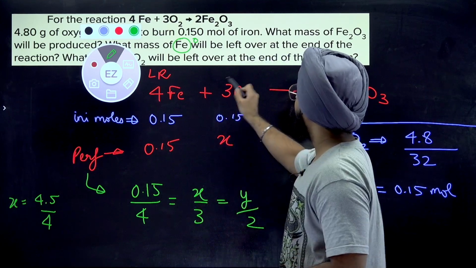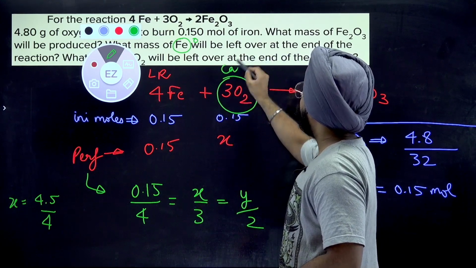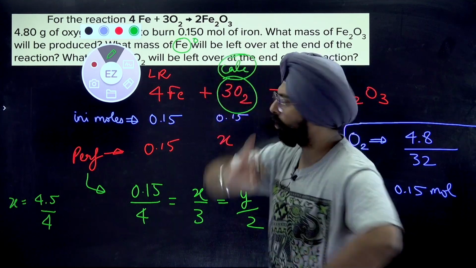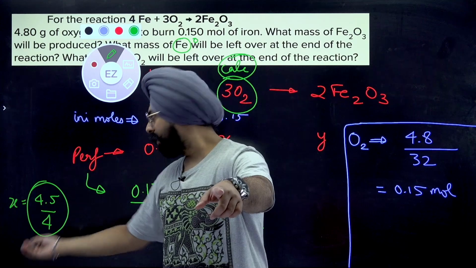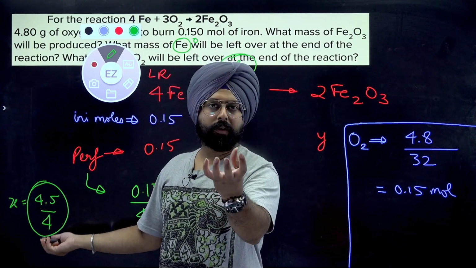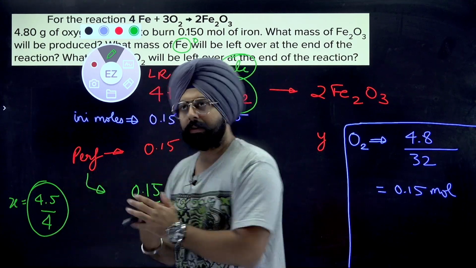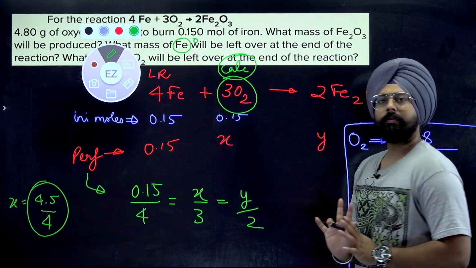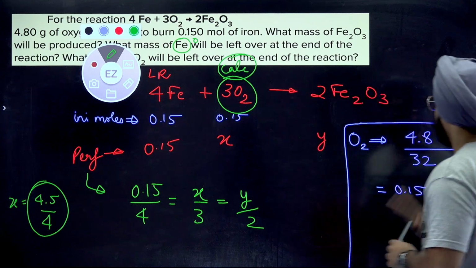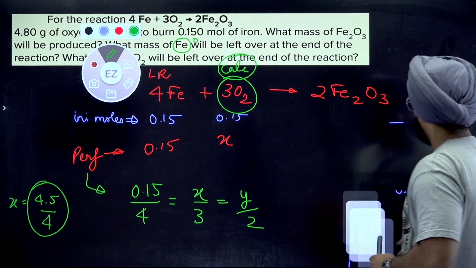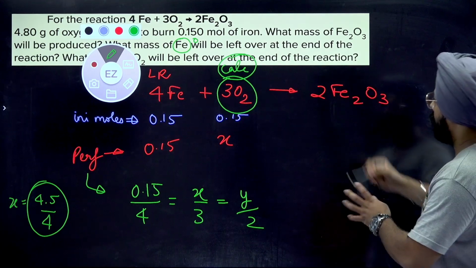So how much of O2 remains? This is something that you have to calculate. This is your job now. This is the O2 consumed in moles. Convert this into weight. That is the O2 consumed in weight. Okay. Subtract that from 4.8. That's your job now. Let's do the analysis for Fe2O3.